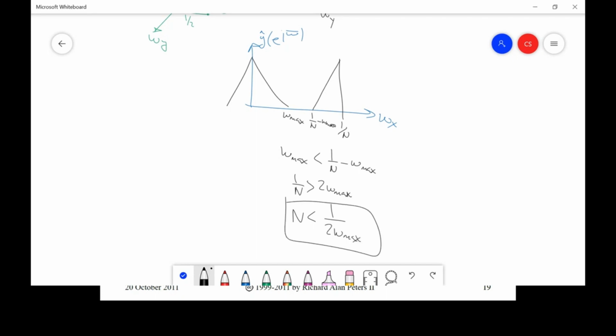You can think of it like this. So if this is fulfilled, I will not have aliasing. If that is not fulfilled, I will have aliasing.